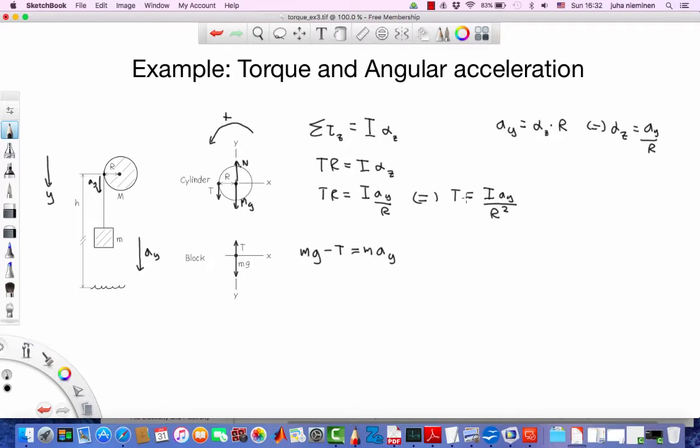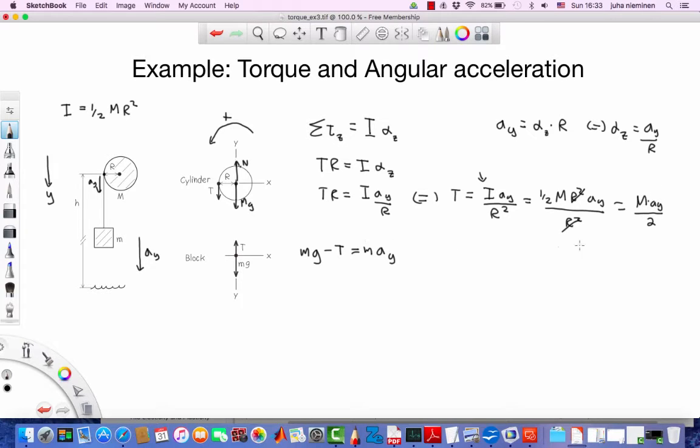And what is the moment of inertia of the wheel? We can look it up in a table. It's half times the mass of the wheel times the radius squared. So we can plug that in here for I, and we get half times M R squared ay divided by R squared. So these two cancel, and we are left with M ay divided by 2.